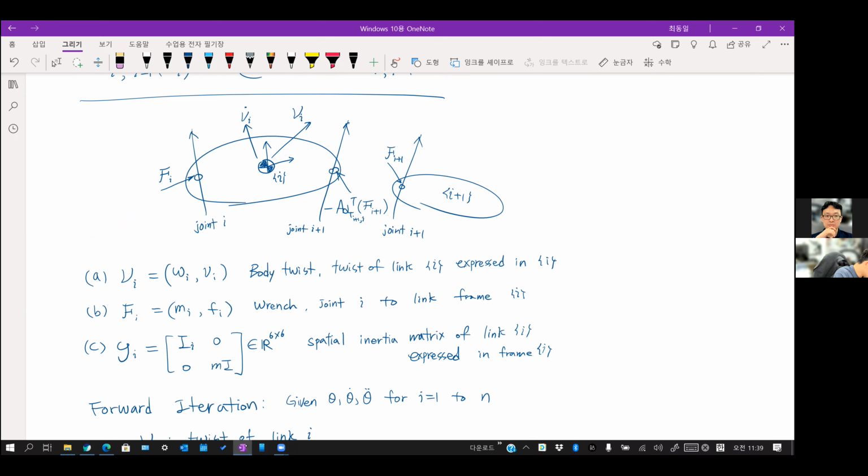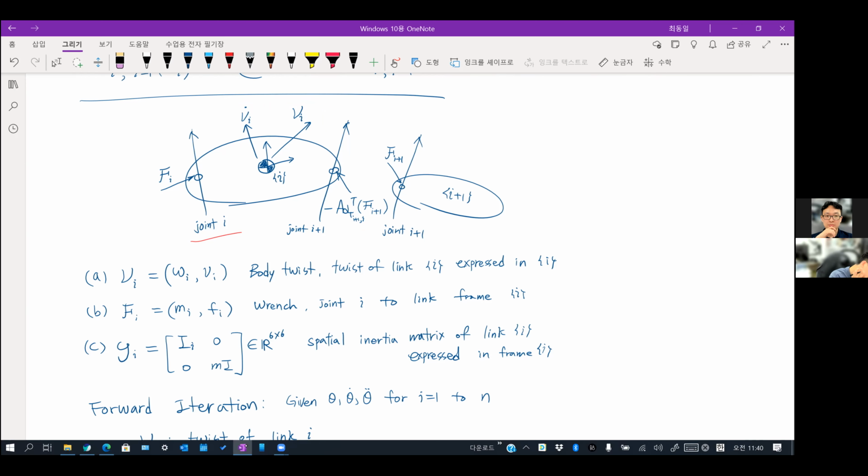And this one is the i joint and the i link. At the center of the i link, there are the twist and twist dot. So this one is the velocity term and the acceleration term. And there is also the i plus 1 joint. In the i plus 1 joint, there is the wrench F_{i+1}, and this wrench having the relationship of Ad joint transpose. Okay, let me review this concept.